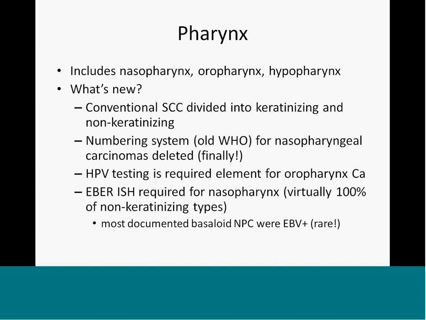And in the pharynx, HPV testing is a requirement for pharynx cancer, and EBV testing is a required element for nasopharynx cancer. EBV is found in virtually 100% of non-keratinizing nasopharyngeal carcinomas.